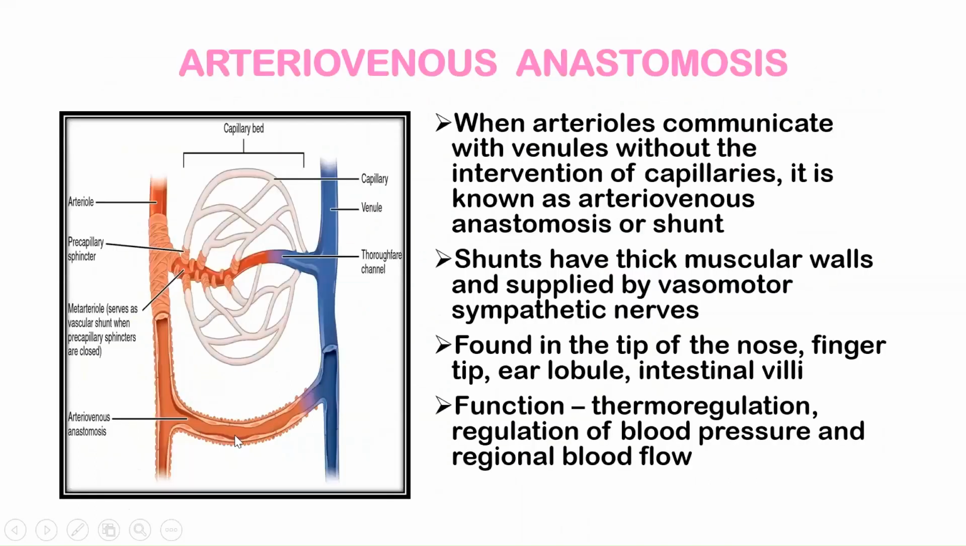What is arteriovenous anastomosis? Here, the arterioles communicate with the venules without the intervention of the capillaries. That is, the blood will directly flow from the arterioles to the venules. This is the arteriovenous anastomosis. The shunts have a thick muscular wall and are supplied by the vasomotor sympathetic nerves. It is found in the tip of the nose, fingertip, ear lobules, and intestinal villi, and its main function is thermoregulation.